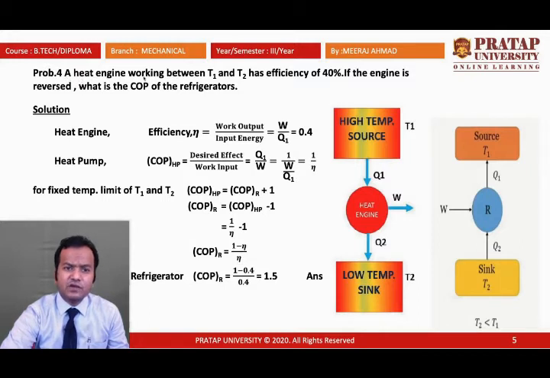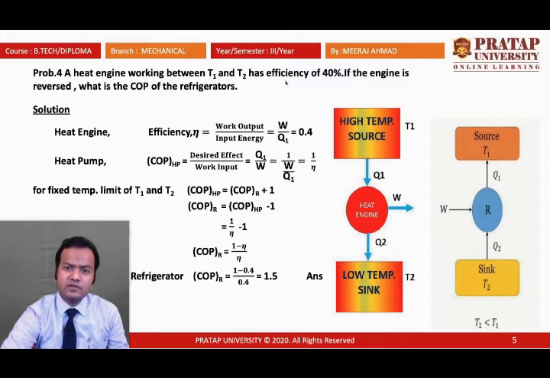A heat engine is working between T1 and T2 and has an efficiency of 40%. There is one heat engine where the higher temperature is T1 and the lower temperature is T2, and the efficiency is 40%. If this heat engine is reversed, what is the COP of the refrigerator?